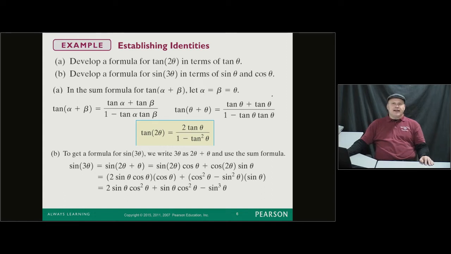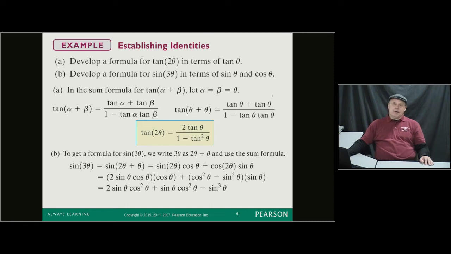You rewrite 3 theta as a sum of 2 theta plus theta using the addition formula, and then that gives you an expression that has double angles in it, and then use the double angle formula to knock those down to single thetas. And that's as simple as that. So it takes a little bit of algebra, but as you can tell, that's something you would not want to memorize. Sine of 3 theta is 2 sine of theta, cosine squared of theta plus sine of theta, cosine squared of theta, minus the sine cubed of theta.